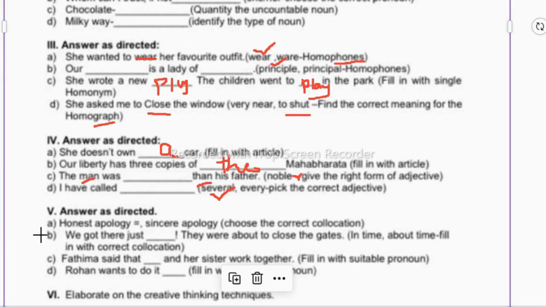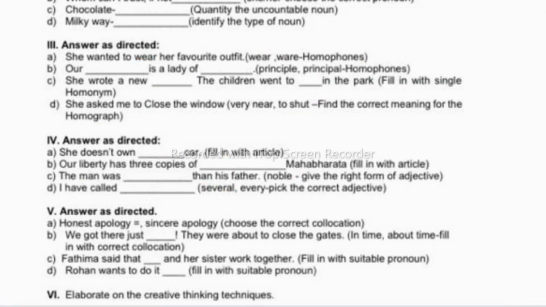Next one, the fifth bit. Now next, honest apology, sincere apology. Here you have to choose the correct collocation. Now what are collocations? Collocations are nothing but some words fit together and some don't. You can watch the video. I have uploaded this video as well, textbook exercises and also collocation video. You can go through the playlist. So here we have to choose the words which fit together.